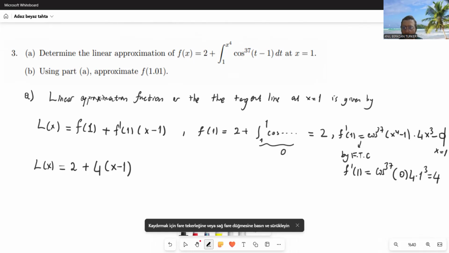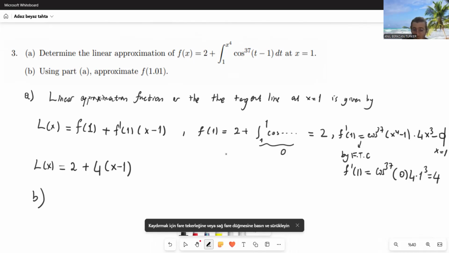Okay. If I didn't make any mistake, it should be correct. Yes, okay. Now it is my linear approximation function. So part A is finished. So let's do part B.